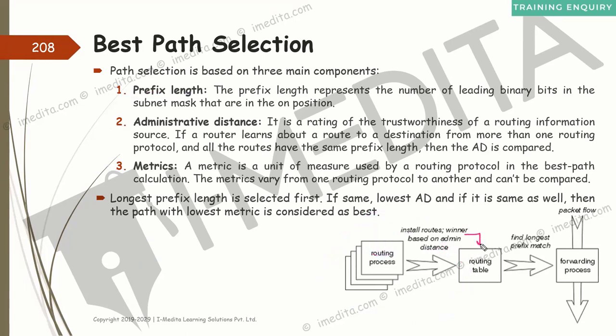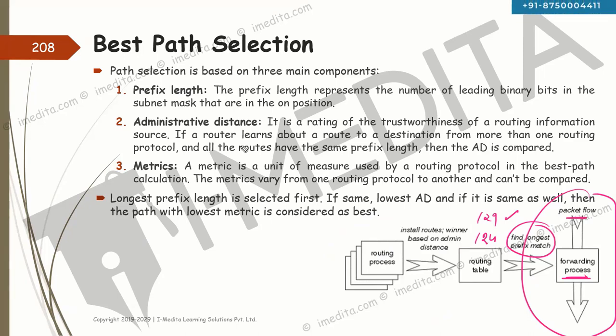Once the route is installed in the routing table, when it comes to traffic forwarding, the highest CIDR is looked up. If you have two paths, one on /24 and one on /29, the higher CIDR is always preferred to forward the packet from one point to the other. These are two completely different things, AD and metric on one side, and highest CIDR on the other. Based on the highest CIDR, you decide the best path to the destination. Whichever path has the highest CIDR will be the best.